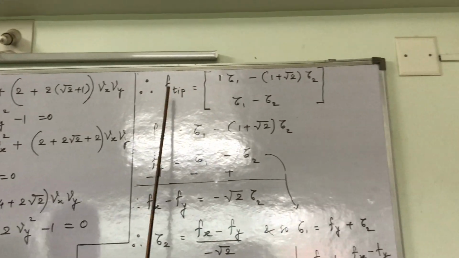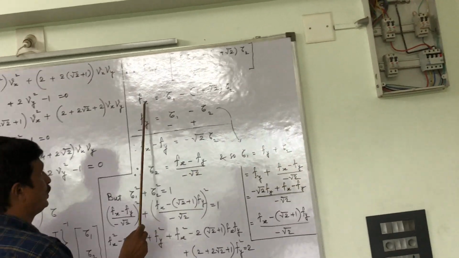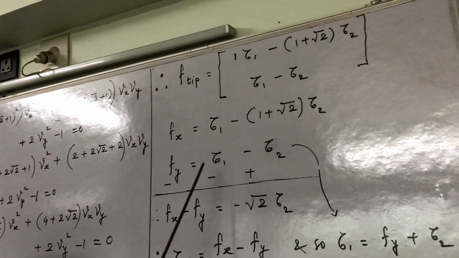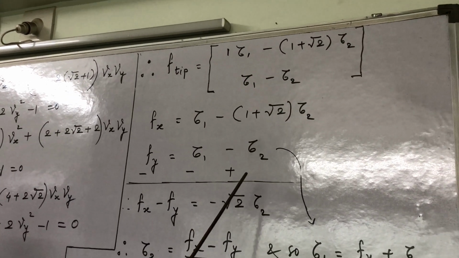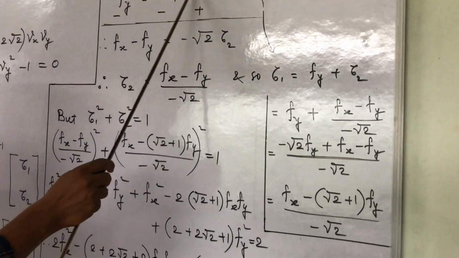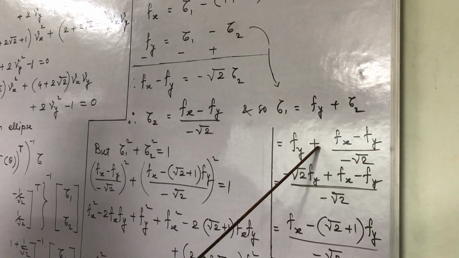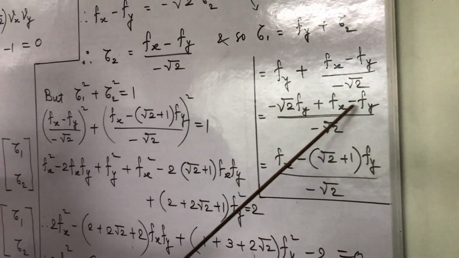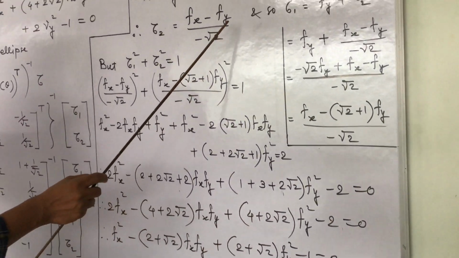Now therefore f tip is 1 tau 1 minus (1 plus root 2) tau 2, and y component is tau 1 minus tau 2. So fx is this, fy is this. Now we want to eliminate tau 1 and tau 2. Subtracting these two, so the minus cuts out. So fx minus fy, here minus root 2 tau 2. So tau 2 is (fx minus fy) upon minus root 2, and so from this equation tau 1 is fy plus tau 2, equal to fy plus tau 2 is this, so (fx minus fy) upon minus root 2, taking LCM: minus root 2 fy plus fx minus fy. So fx minus (root 2 plus 1) into fy upon minus root 2. This is tau 1 and this is tau 2.